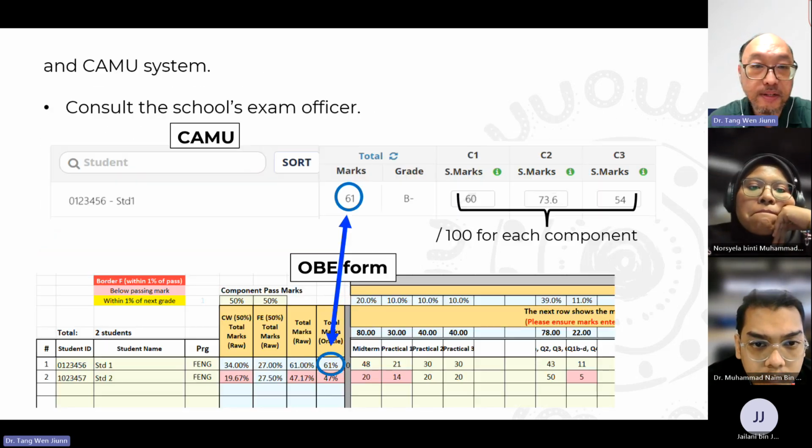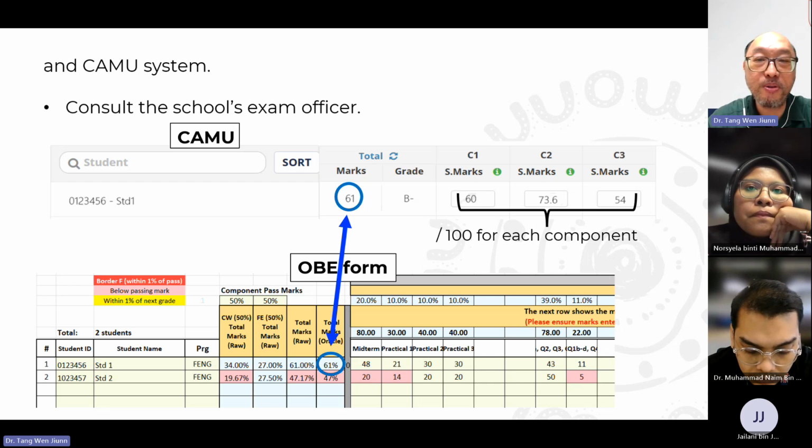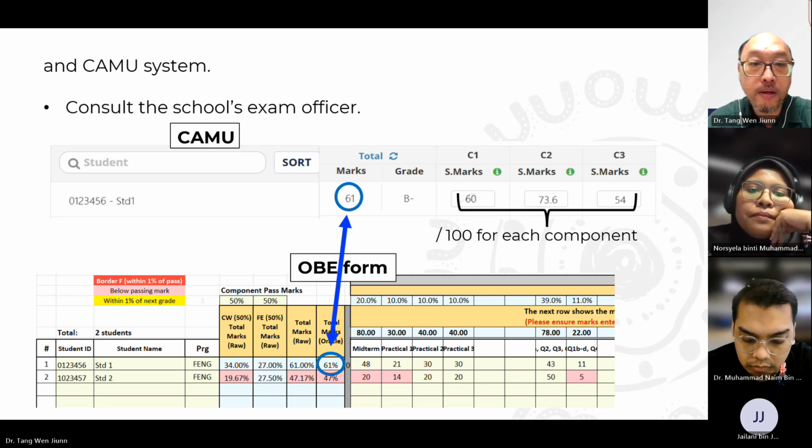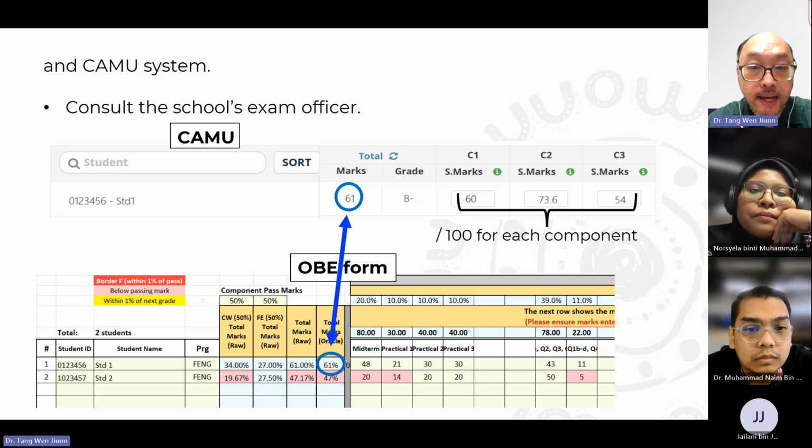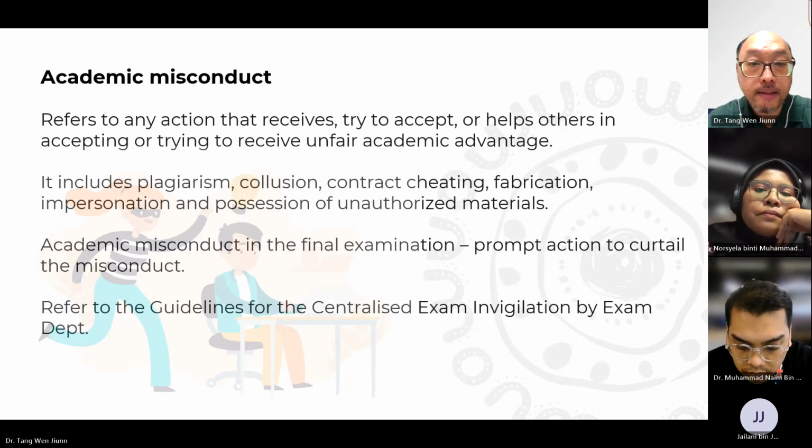All right. So this is something new. The CAMU system here is something new to explore. So yeah, if any questions, feel free to get back to your PL or ADH. Okay, they should be able to assist.